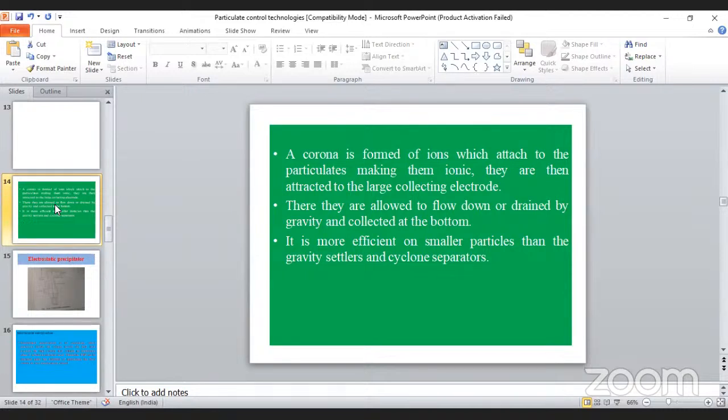Then these particles attach with the corona ion particles and are attracted to the large electrode. Both the corona particles as well as the particulate matter are collected on the electrode. The positive particle will go to the negative electrode, and the negative charged particle will go to the positive electrode. Then they are allowed to flow down or drain by gravity and are collected at the bottom. When these oppositely charged particles are collected, the particle becomes saturated. The saturated particles will not attract further.